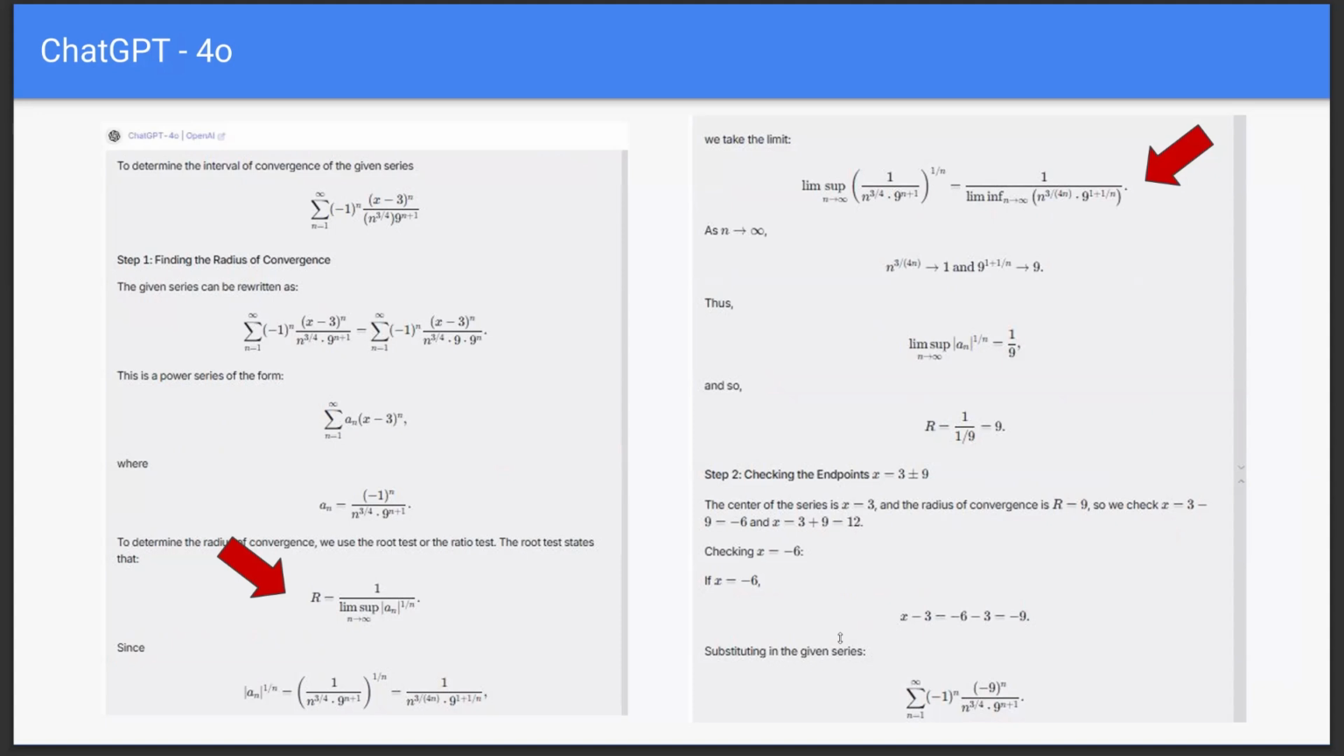So lim sup is not really something that shows up in calculus, and I may be wrong. But in general, in most calculus courses, lim sup does not show up. And similarly, on the right side, we have something called lim inf.